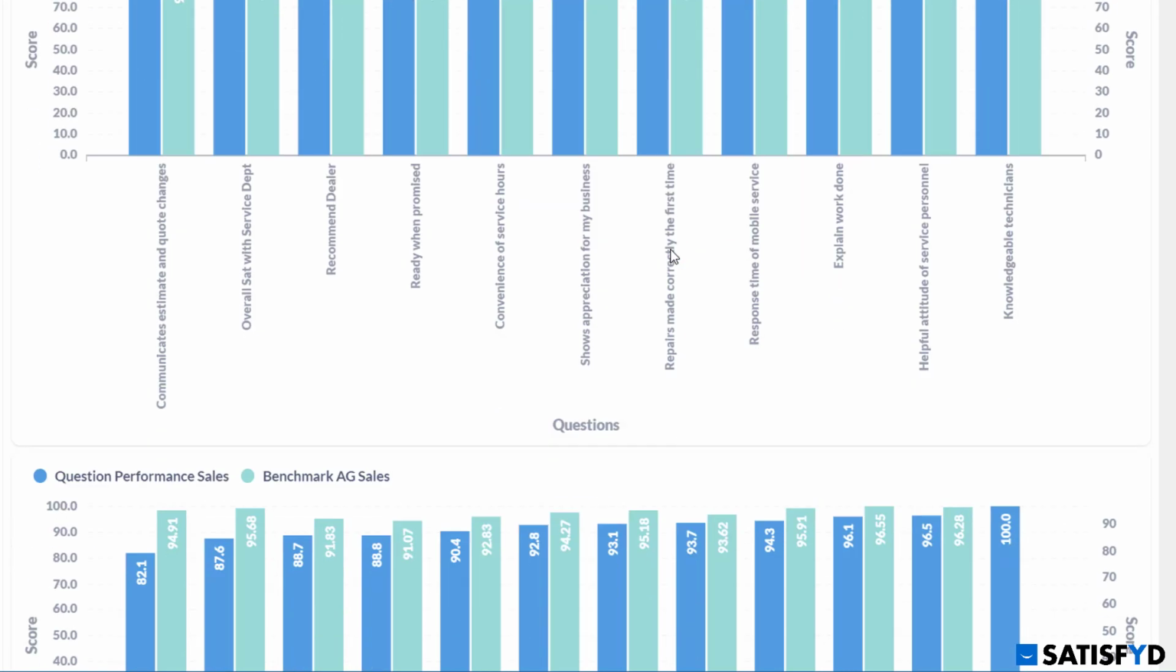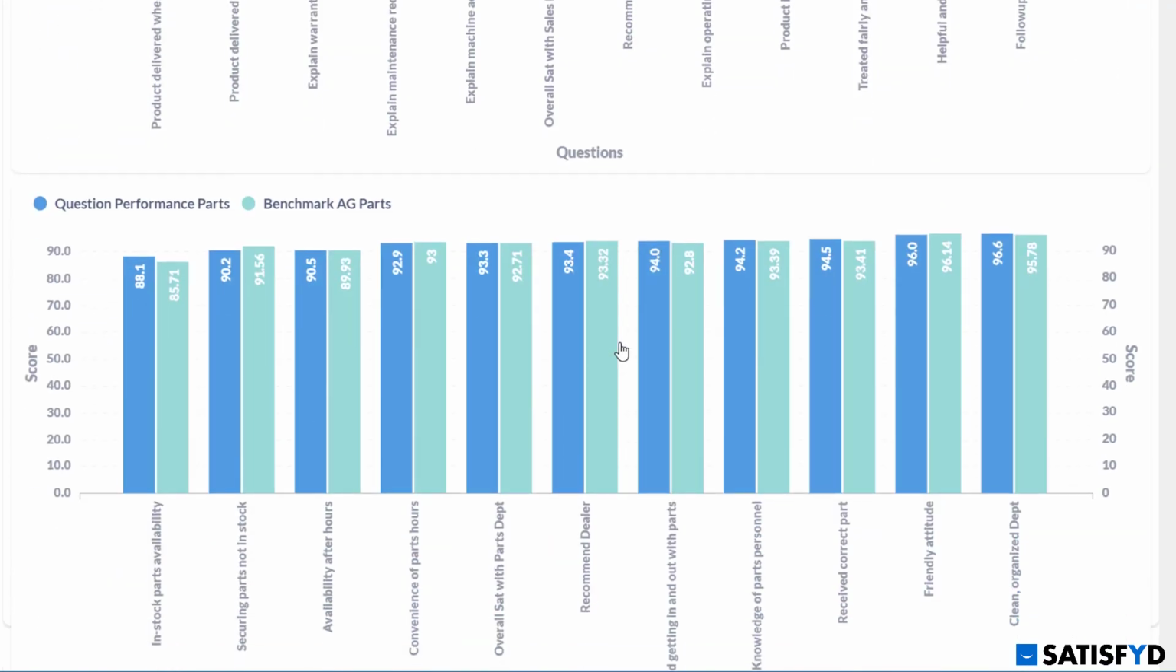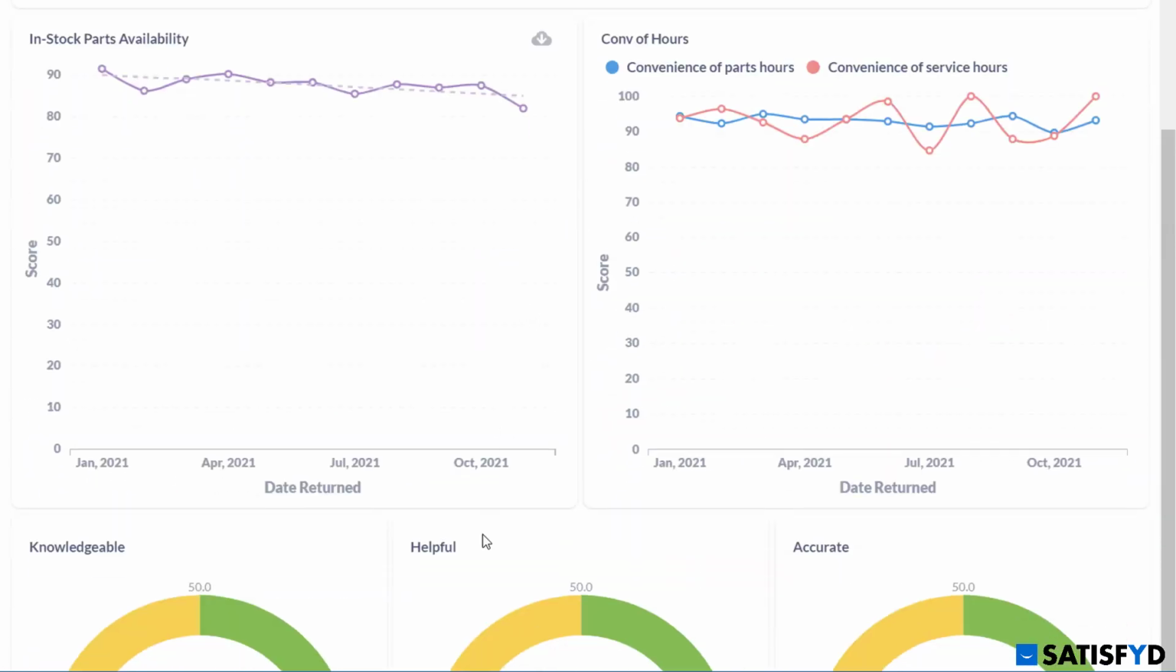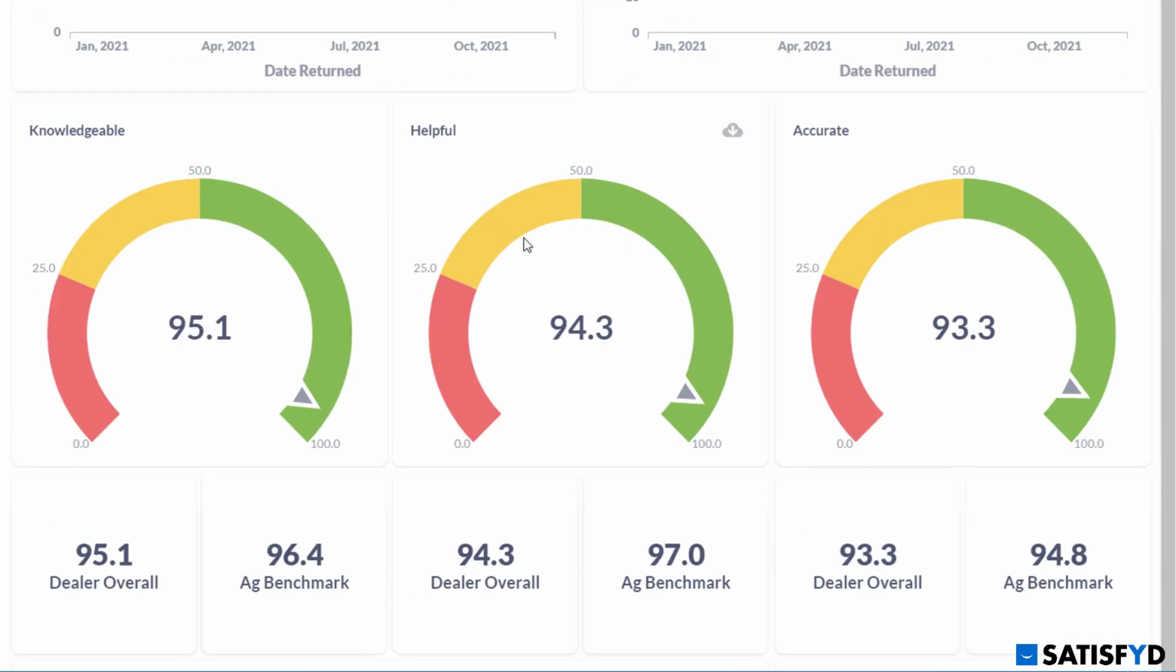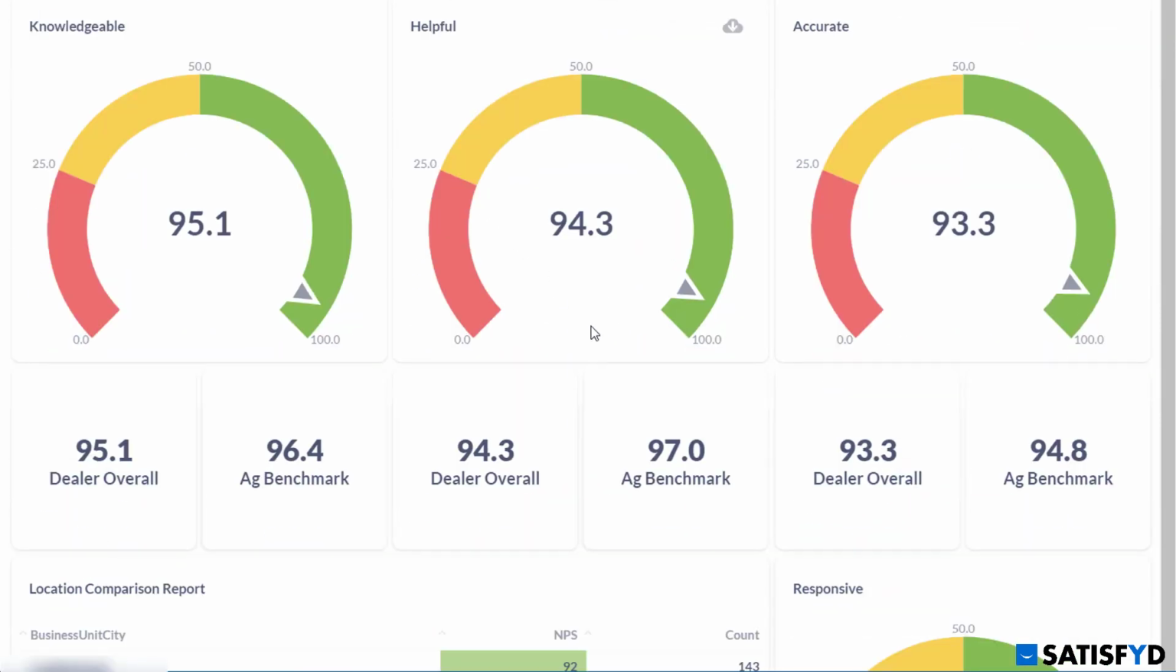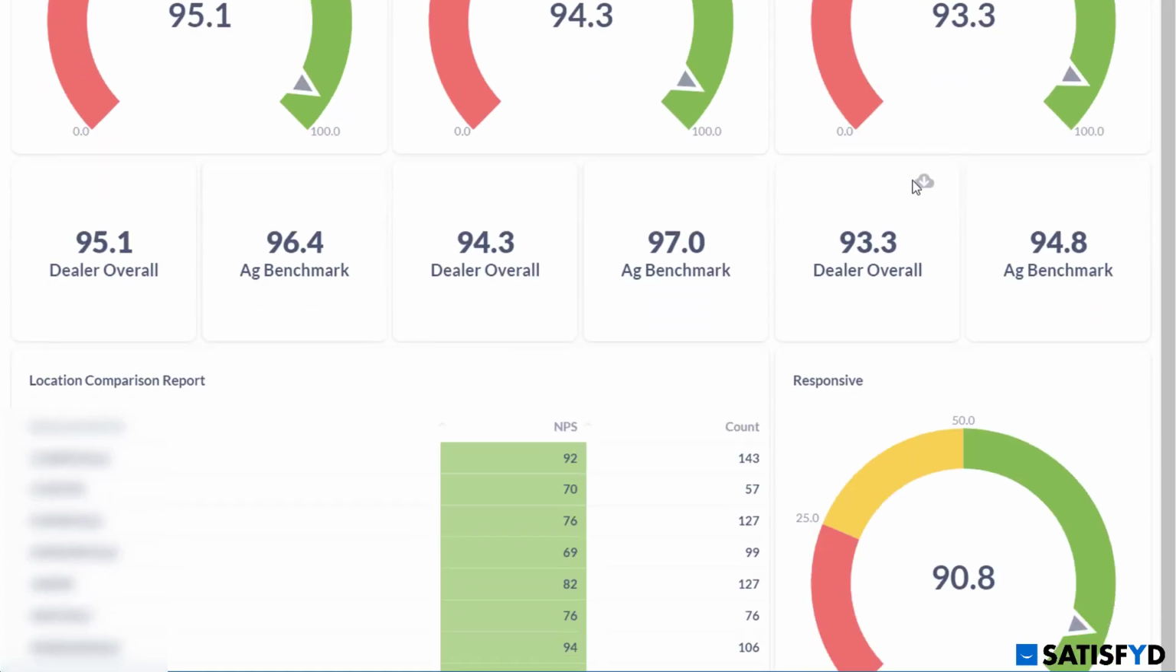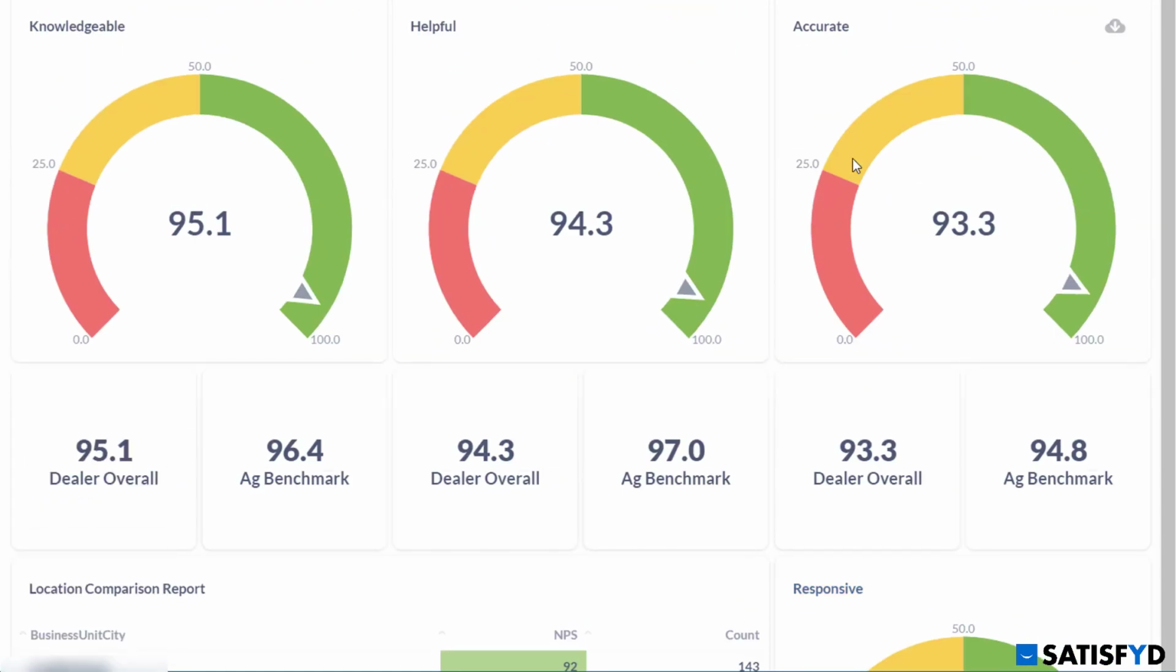If you keep going down, we dive into some of our more key driver questions, so you can keep track of those over time. We have the in-stock parts availability and convenience of hours. Again, we will have trend lines as a dash line, and your monthly moving score as a solid line. When I keep going, I can see the 4 key pillars that were found in the previous reporting. We have your individual score with the gauge and the benchmark, and the new score for overall dealer below.